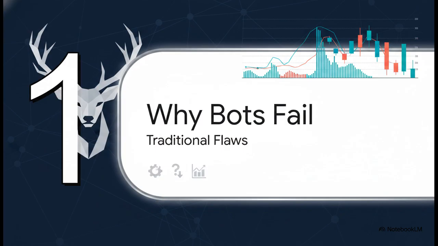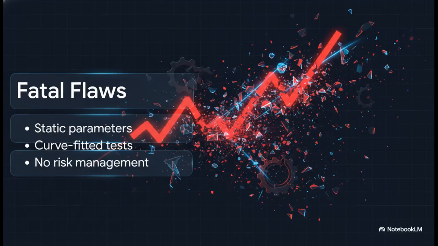Why traditional bots fail. Look, if you've ever watched a standard automated system just absolutely blow up in a live market, you've likely witnessed these exact fatal flaws in action. Normal bots are entirely static. They rely on hard-coded parameters that might work beautifully for one highly specific type of market, but they completely break the second conditions change. They're built on curve-fitted backtests, those beautiful equity curves optimized on historical noise that completely ignore live execution realities. Things like spreads, slippage, and liquidity costs. And perhaps most dangerously, they have a complete lack of dynamic risk management. They literally just don't know when to hit the brakes.